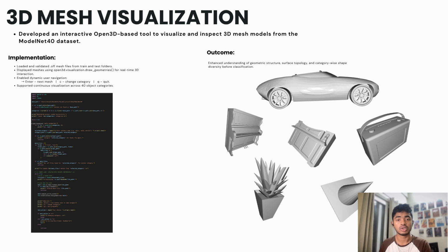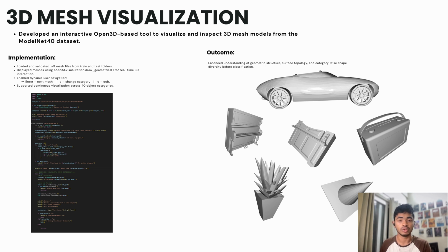Users can rotate, zoom, and inspect the model in real time. After viewing, the user can press enter to see another mesh from the same category, C to switch to a different one, or Q to quit. This continuous interaction not only demonstrates how geometric features translate visually, but also provides tangible insight into why the classifier grouped certain objects together.